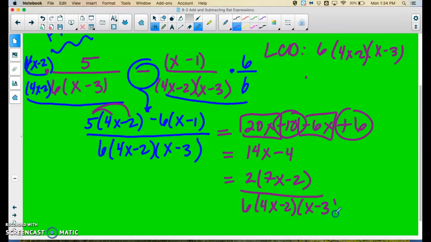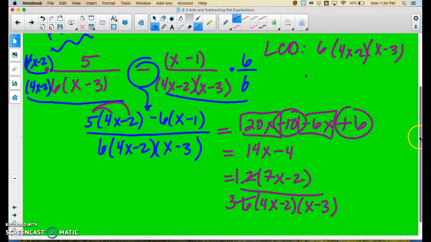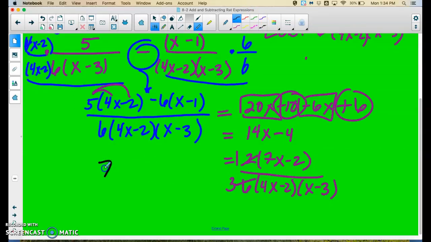So do you notice anything else that can be simplified? Yes, the 2 and the 6. So this is a 1 and a 3. So your final answer then is going to be 7x minus 2 over 3 times your 4x minus 2 times your x minus 3.